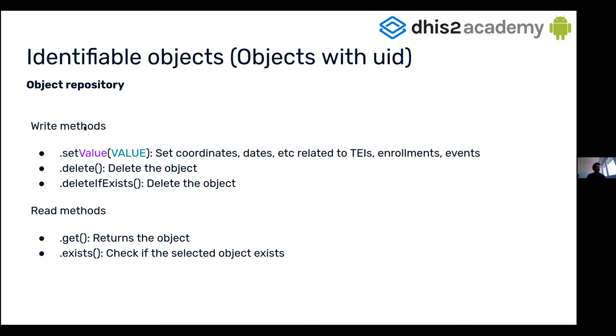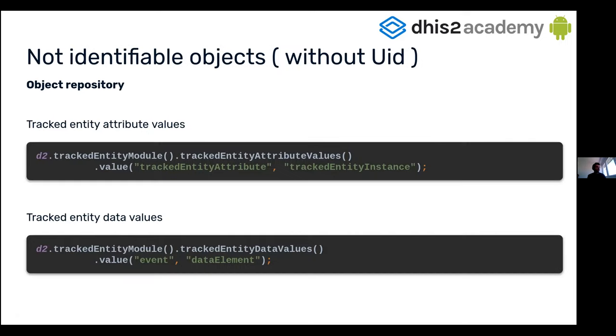Like here, for example, the object repository. In this object repository, you will find methods with the name set. For example, in the case of tracked entity instances, you will have set geometry, set follow up, set whatever, and a value. Okay. Also the delete if exists. And then we have the read method to get the object, get the element, or check if the object exists or not. Okay, and this was for identifiable object.